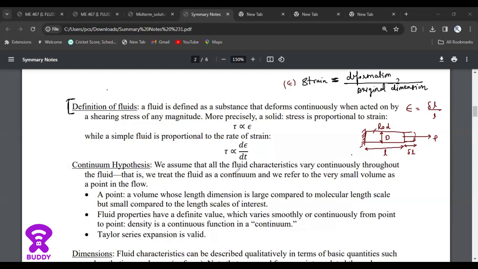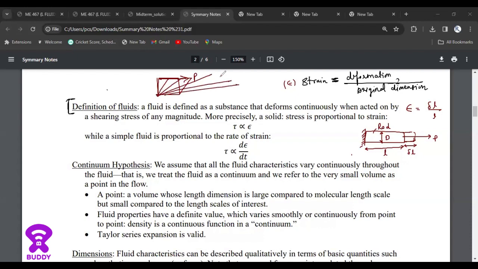But in the case of a fluid, what is happening? There is no fixed deformation. There is a continuous deformation. If you take a fluid and apply the force P, in the solid we have the deformation like this, but in a fluid it is continuously deforming. And that is what we call flow.